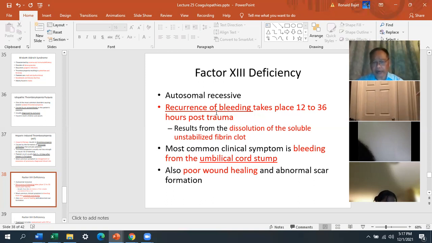The most common clinical symptom is bleeding from the umbilical cord stump. So a woman delivers her baby, and then normally her umbilical stump will heal itself. But what happens is days, maybe more than a week later, the umbilical stump is still weeping, and it's not healing properly, and it's not developing a scar properly. So that's probably due to a factor 13 deficiency.